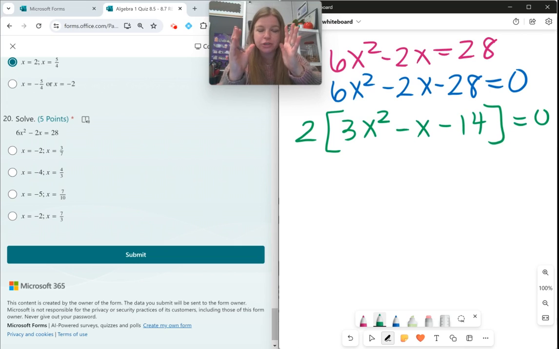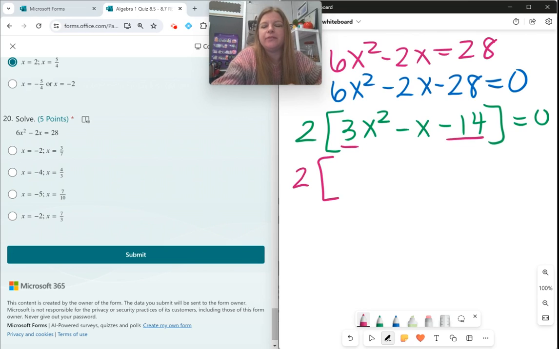I'm left with that little trinomial on the inside. And that's all I'm going to focus on. That 2 that I factored out is just going to hang out there. So ready? I'm going to multiply 3 times negative 14. It's negative 42. Let me just write that on the side here. What factor pair of negative 42 will get me a negative 1?